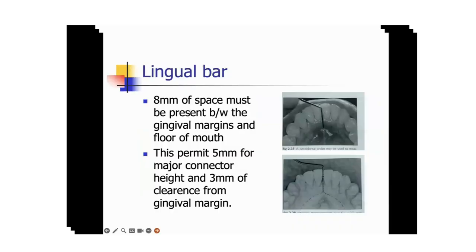So what is the requirement for placement of a lingual bar? What all should you take care of? With the perio probe, you need to measure the depth of the lingual sulcus, and you must get 8 millimeters of space between the gingival margin and the floor of the mouth for designing a lingual bar. So why this 8 millimeters of space? This will permit 5 millimeters for the major connector height and 3 millimeters of clearance from the gingival margin. So in total, you need 8 millimeters of space between the gingival margin and the floor of the mouth.